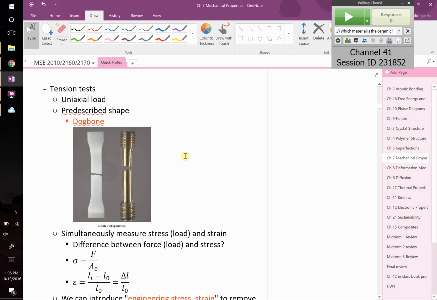First up, tension. Tension is almost always done under uniaxial conditions. It doesn't make sense for me, if this is the thing I'm testing, to pull it like this and have another wire trying to pull at some funky angle. That wouldn't make sense. We're generally talking about uniaxial tensile tests, right?